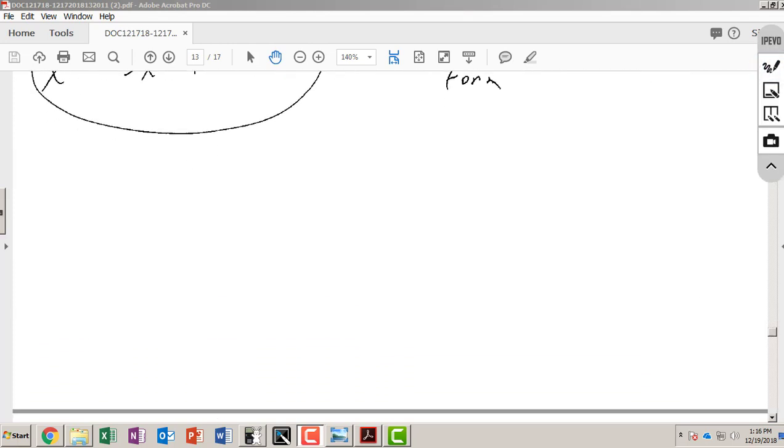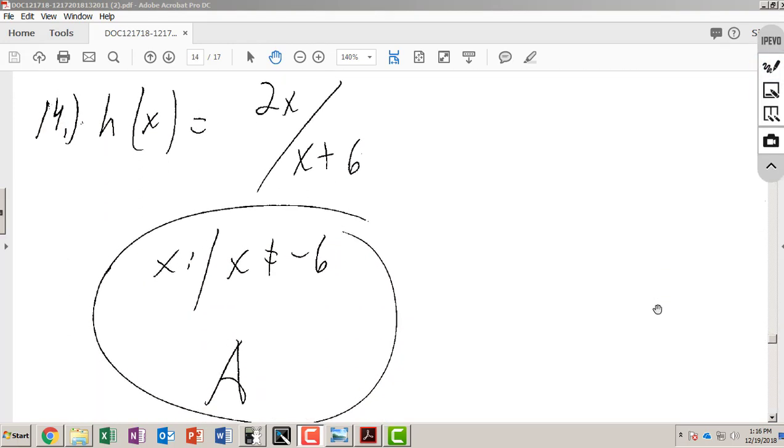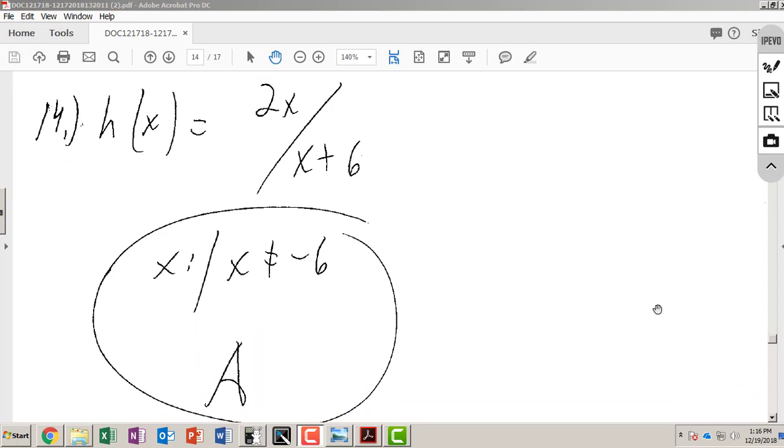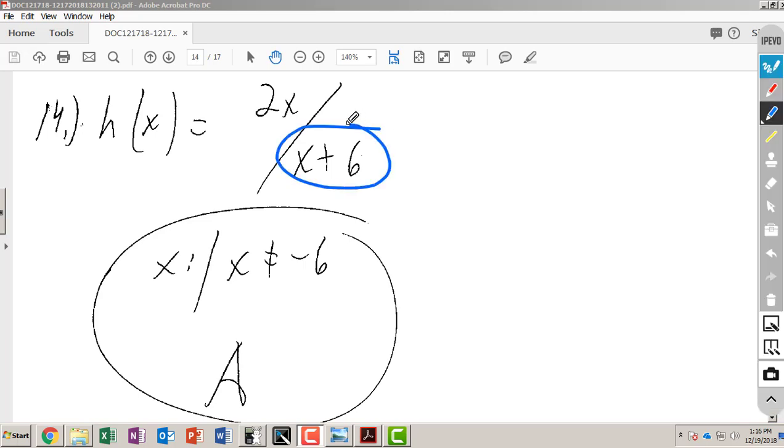Looking at this next problem, it says we've got h of x equals 2x over x plus 6. And the directions just say find the domain. So remember, domain is when we can't have a 0 in our denominator. To find this domain, I'm going to take this denominator, which is x plus 6. I know that that can't equal 0. So that means that x cannot equal negative 6.